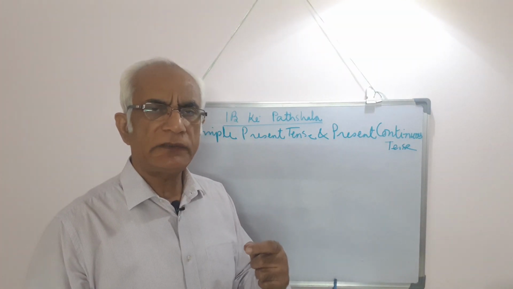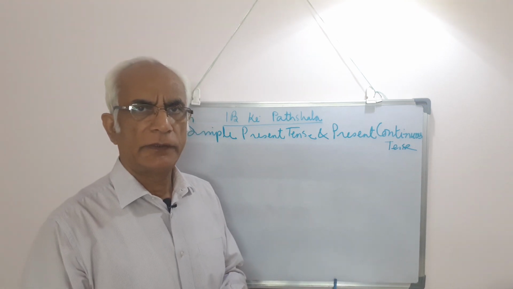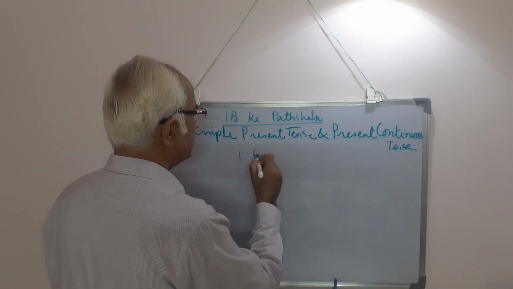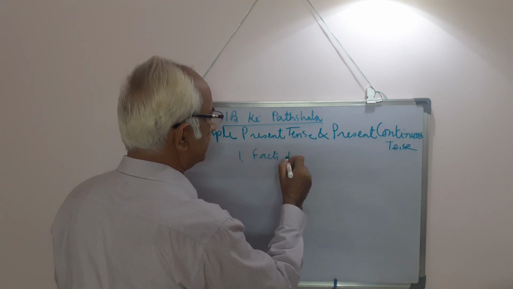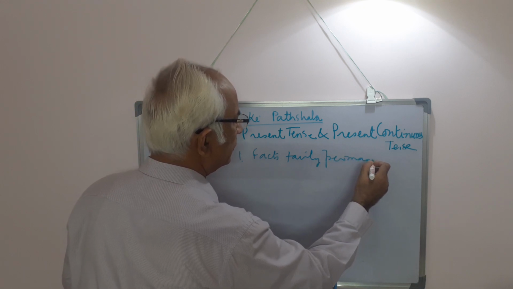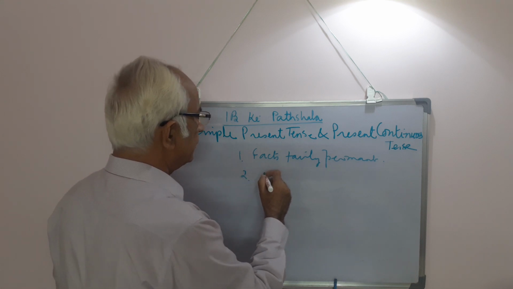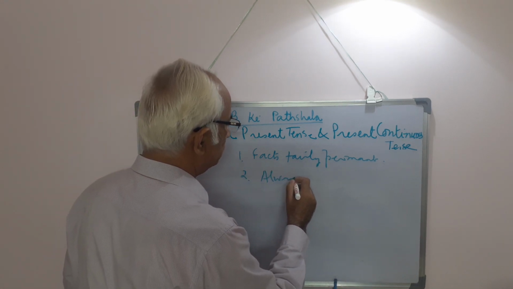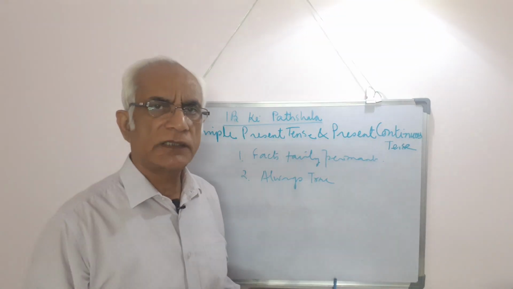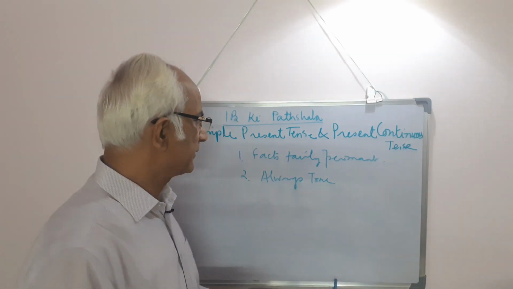We use simple present when we are talking about facts which are fairly permanent. For example, you can say, I live in Bombay. Second is facts which are always true. That's sun rises in east, sun sets in the west.